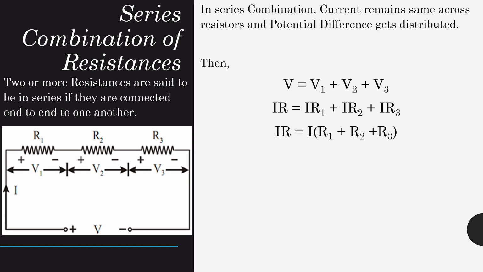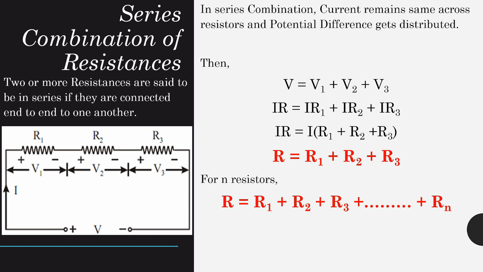Taking out I common, IR equals I into R1 plus R2 plus R3. I cancels out and we have R equals R1 plus R2 plus R3. If there are n resistances, we have R equals R1 plus R2 plus R3 plus so on to Rn.